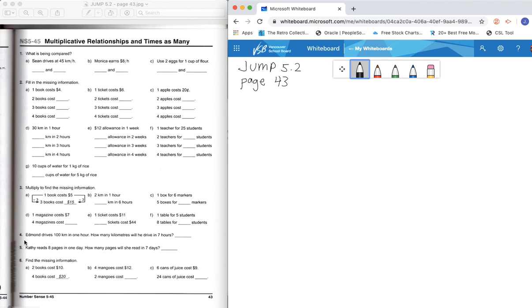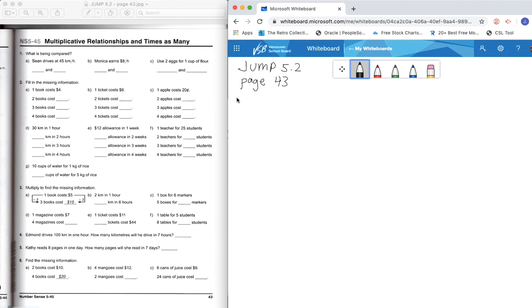Okay. So number 4, it says Emin drives 100 kilometers in 1 hour. How many kilometers will he drive in 7 hours? So your hint, I'm not going to do it for you, but your hint is multiply. Okay, we've been doing multiplication, so it's multiplication here. Same with number 5, multiply. All right, so you're doing 4 and 5 on your own. If you need scrap paper to work it out, use that, and then write your answer on the blanks.